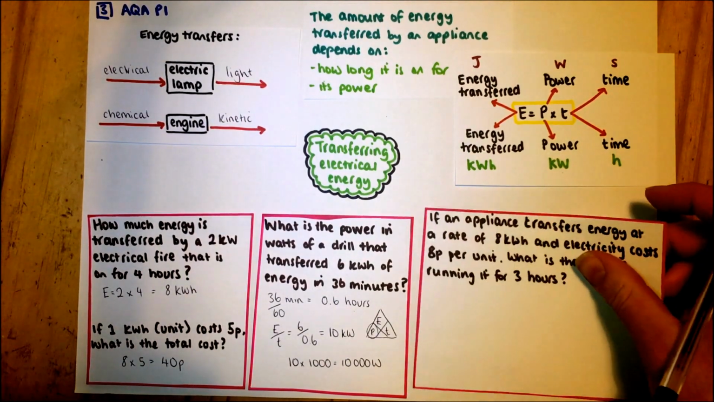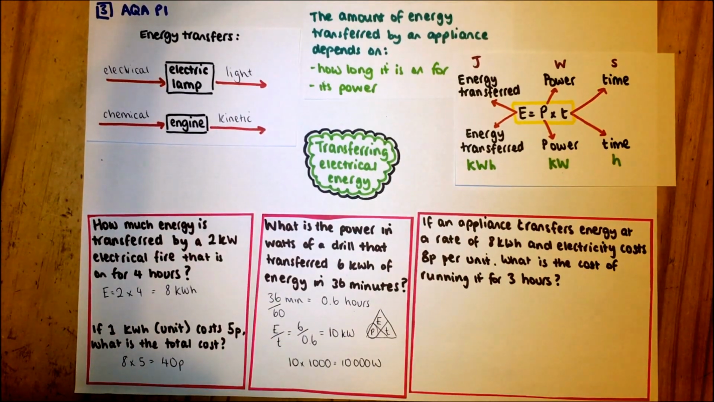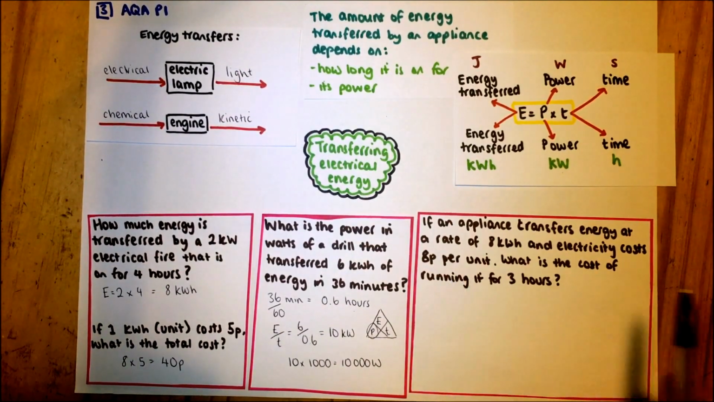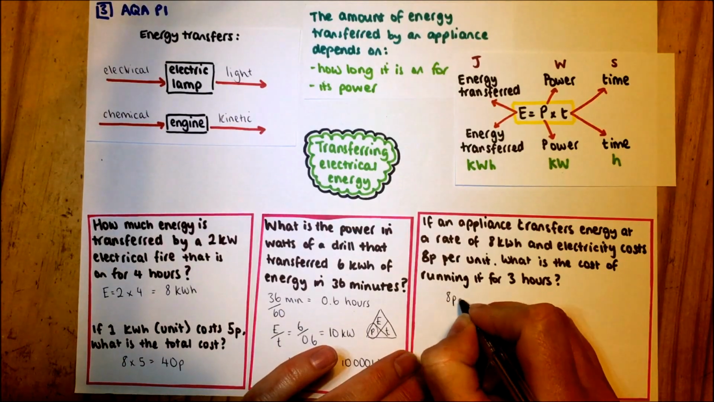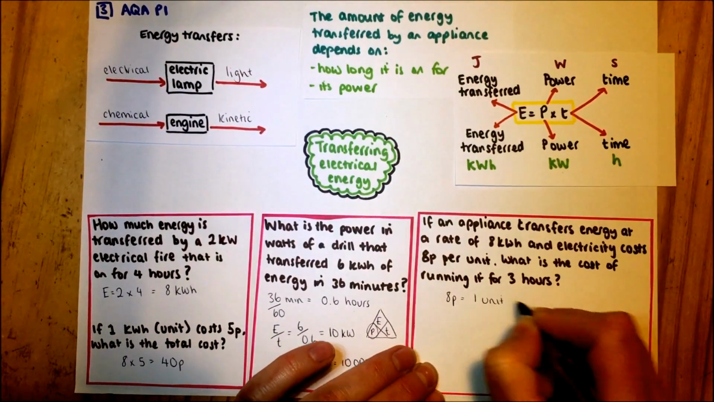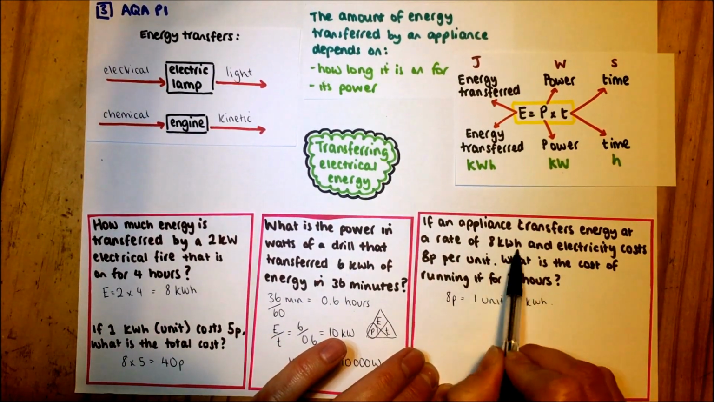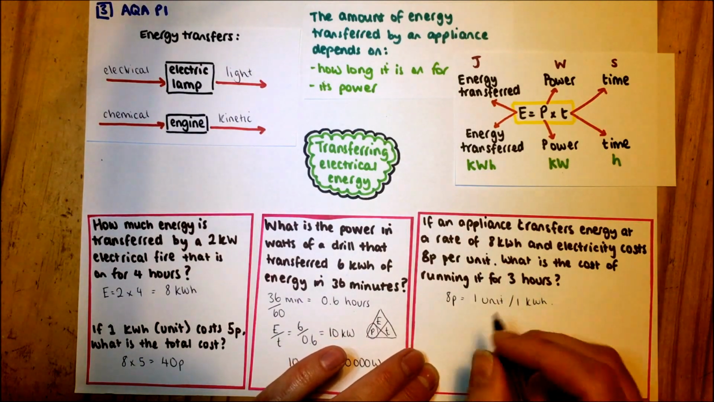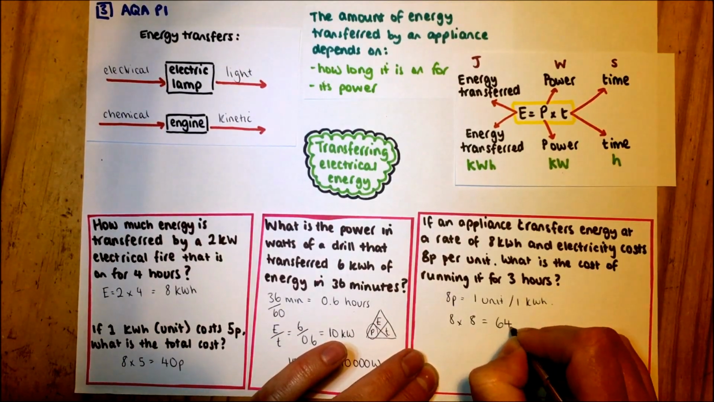And finally, the last one we're going to have a little look at to work through is: if an appliance transfers energy at a rate of 8 kilowatt hours and electricity costs 8p per unit, what is the cost of running it for 3 hours? Okay, so we've been told that it's 8 pence for 1 unit or 1 kilowatt hour. But I've used 8 kilowatt hours. So let's first of all find out how much it's costing us just to run it. So 8 times 8 for the kilowatt hours is going to give us 64 pence.